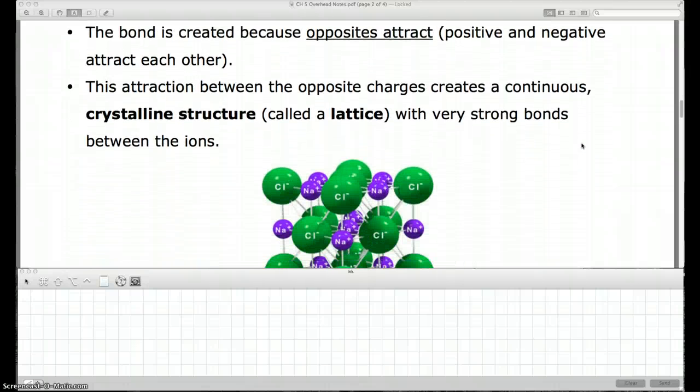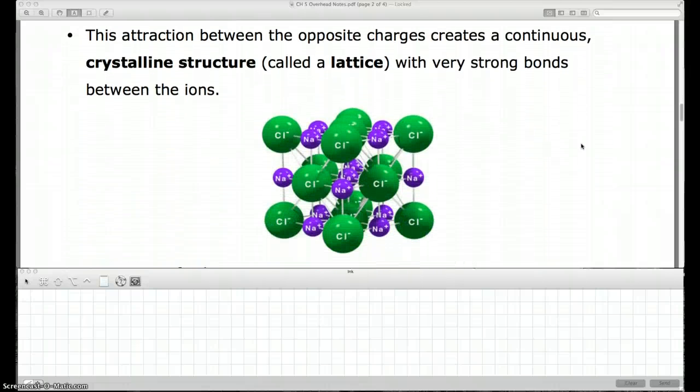And these opposite charges repeat themselves over and over, and they make a crystalline structure, a crystal, which we call a lattice. And you can kind of see it in this diagram. We have a positive sodium that attracts a negative chlorine, which attracts another positive sodium, which attracts another negative chlorine. Positive sodium attracts another negative chlorine, which attracts a positive sodium.